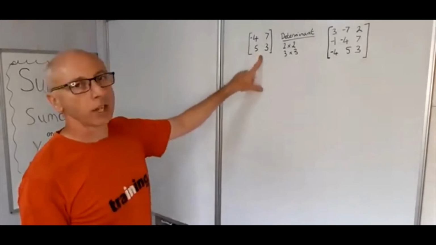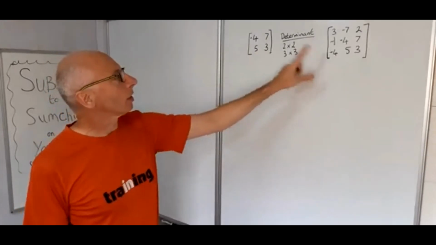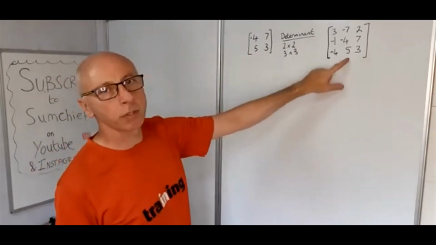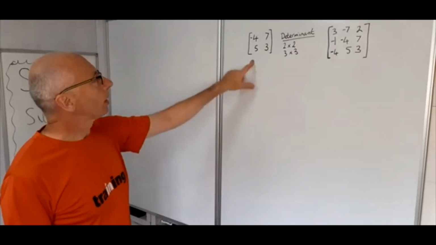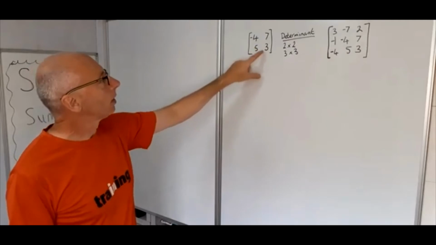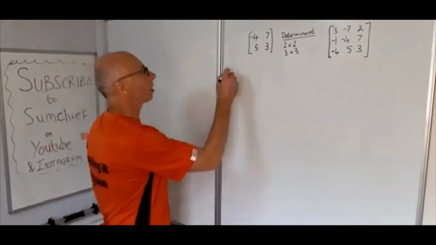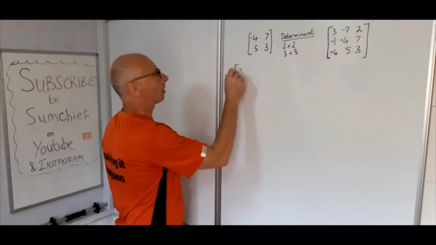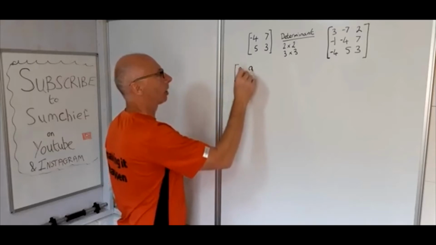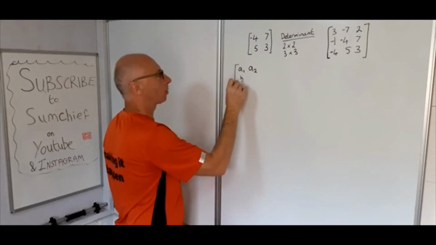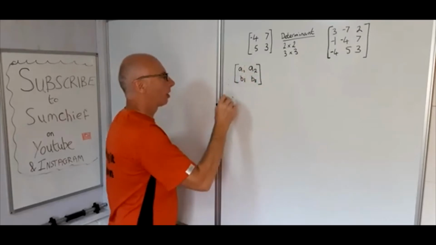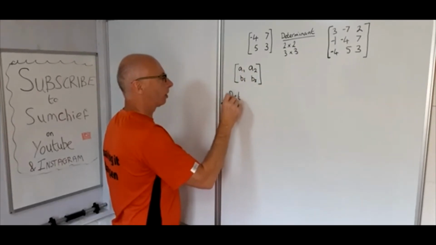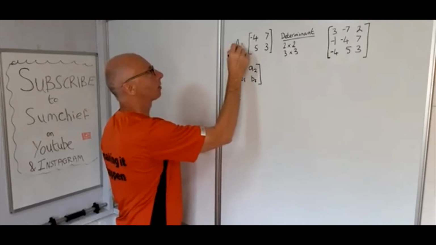It's never a 2 by 4 or a 3 by 5 or whatever, it's always a square matrix. So let's start with this one first. That will also have a technique in it which will help us to find the determinant of this one. So if we just letter these parts of the matrix, we call this one A1 and A2, and this one B1 and B2. So we call this matrix A.